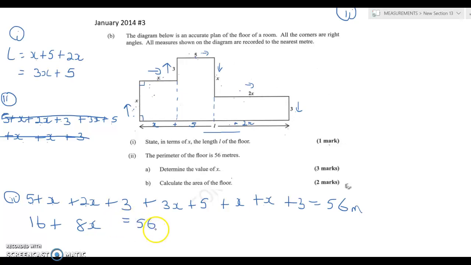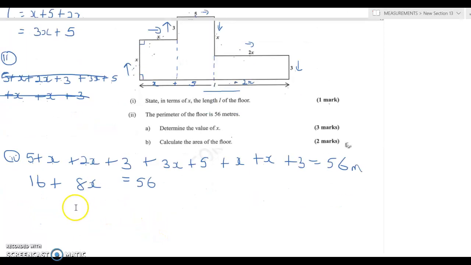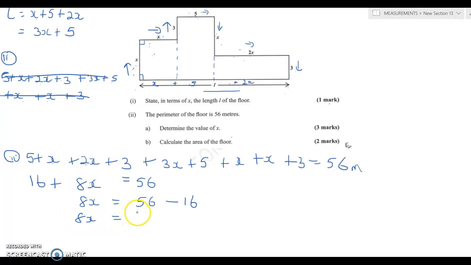And now it's basically solving our algebraic equation. So now we're going to get 8x, and then we're going to carry across that 16. So it becomes 8x is equal to 56 minus 16. 8x is equal to 40. Remember, 8x means 8 times x, so x is equal to 40 divided by 8, which is 5. So x is 5, or we could use the units now, 5 meters.